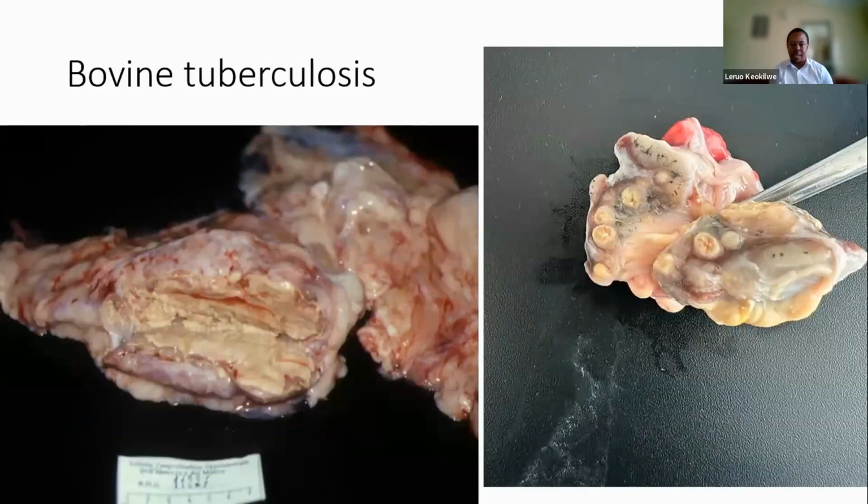And then looking at the lymph nodes, which you need to pay attention to before. We saw the lymph nodes for CBPP are also affected, but these are the lesions that you can see within the lymph nodes for bovine tuberculosis infection. The caseous material there with the fibrous capsule.